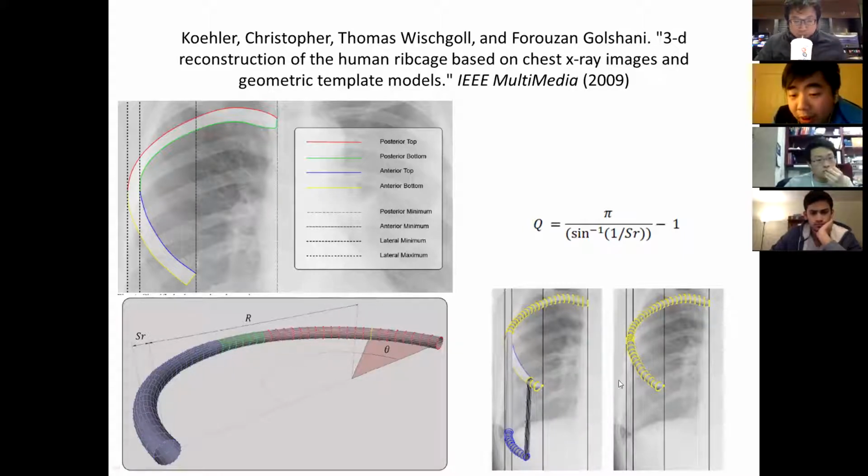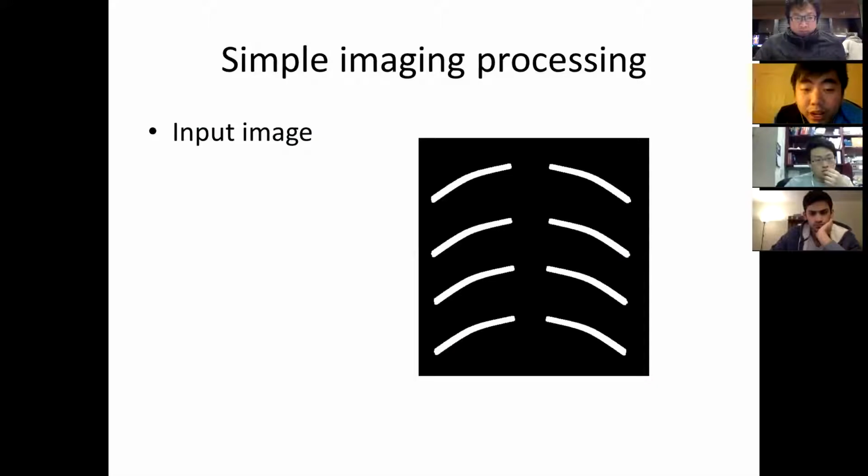So this is what I think I can do. I will follow this paper. This will be the first simple 3D reconstruction of a rib cage. Okay. So again, I just assume what I will get is a simple segmentation result of a rib cage. Somebody will give me that.